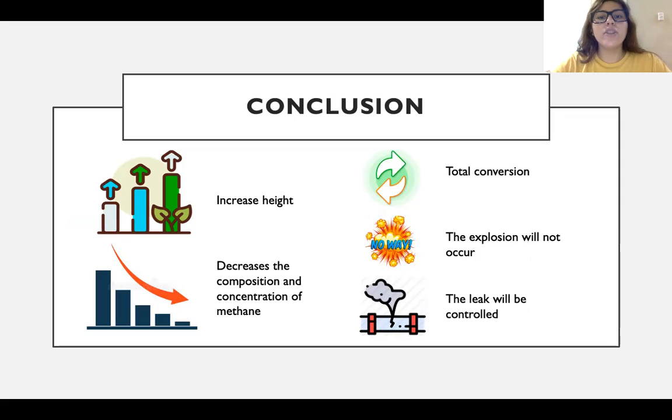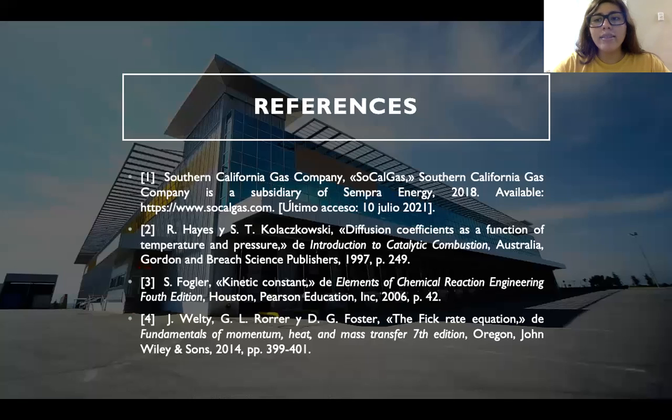Finally, as a conclusion, the 2 meters were evaluated in the concentration and composition profiles, containing values of 0. That is, when the height from the surface where the leak occurred increased, the concentration and composition of the methane will decrease. Therefore, it's concluded that the explosion will have a low probability of happening and the leak can be controlled without any problem. And this is the reference for the project, and that's all.